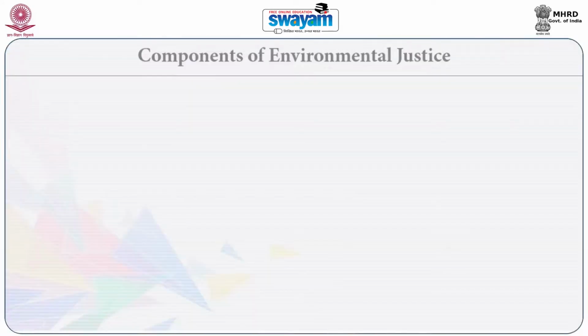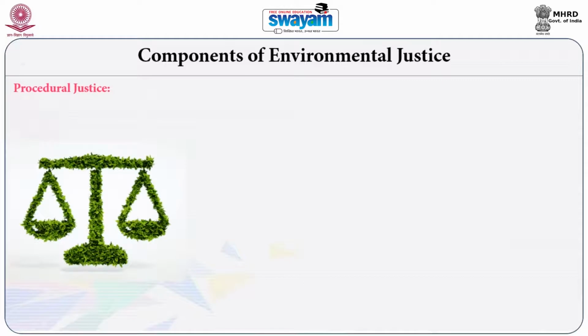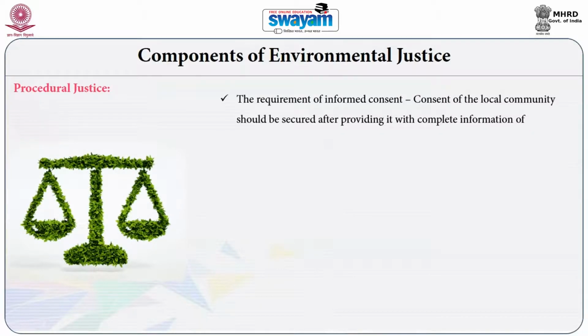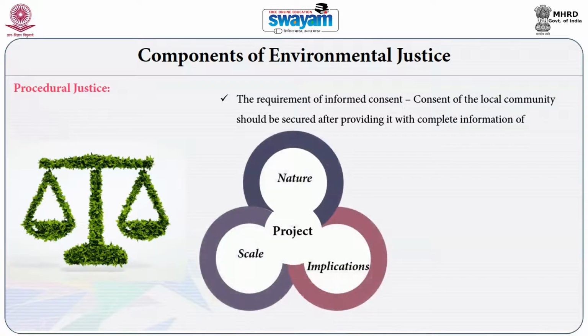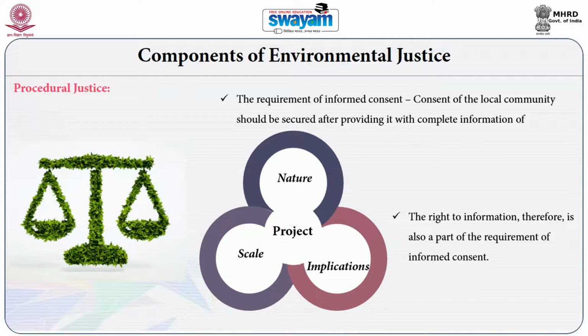The final component, and a very important component, is the question of procedural justice. This question can in turn be broken up into several sub-components or sub-principles. What are they? First, the requirement of informed consent. Consent of the local community should be secured after providing it with complete information of the nature, scale, and implications of the project. The right to information, therefore, is also a part of the requirement of informed consent.